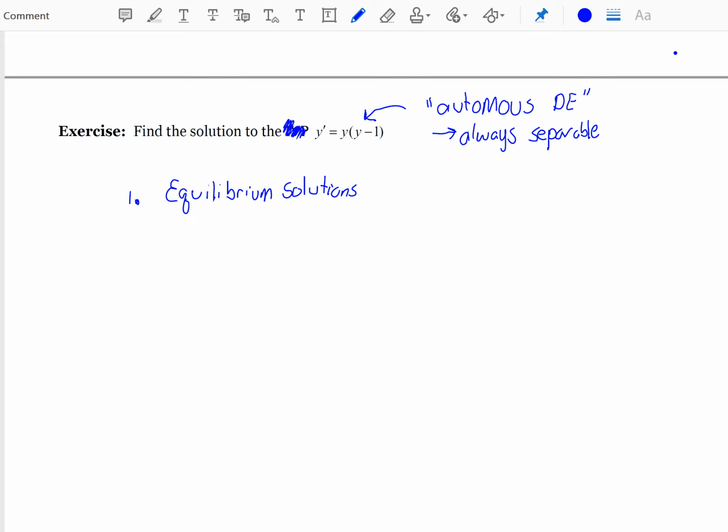So here, our equilibrium solutions are g of y that we're talking about, which is just y times (y minus 1). There should be 2 equilibrium solutions: y equals 0, and y equals 1. This comes from the fact that we have two factors. The only way these are going to be equal to 0 is if the first factor is 0 or the second factor is 0, which leads to our two equilibrium solutions.